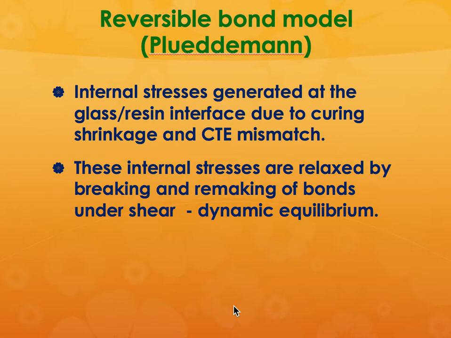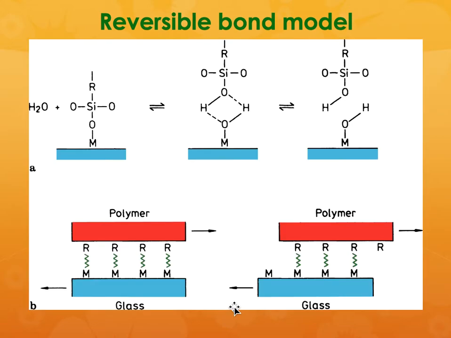In the case of the interface, there are internal stresses generated at that interface due to the curing shrinkage and CTE mismatch. They are usually relaxed by breaking and remaking of the bonds, under what is called a shear dynamic equilibrium. And this bond model is named after a person called Plueddemann.